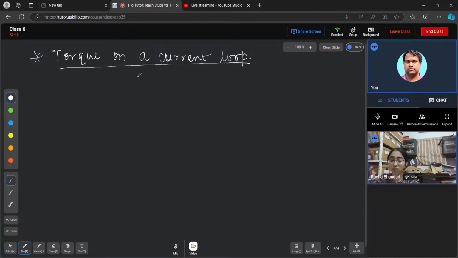So what is torque basically? Torque is angular force. If the object is rotating, then the force on it is torque, right? Angular force.